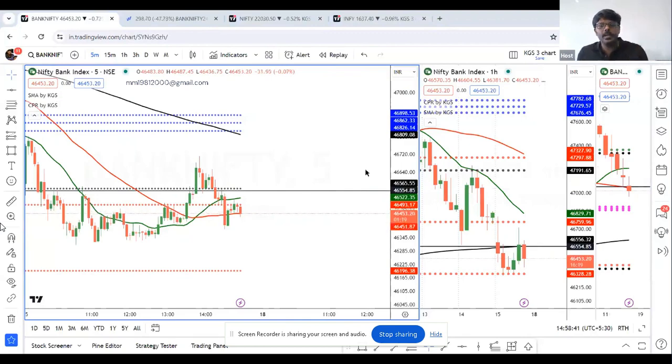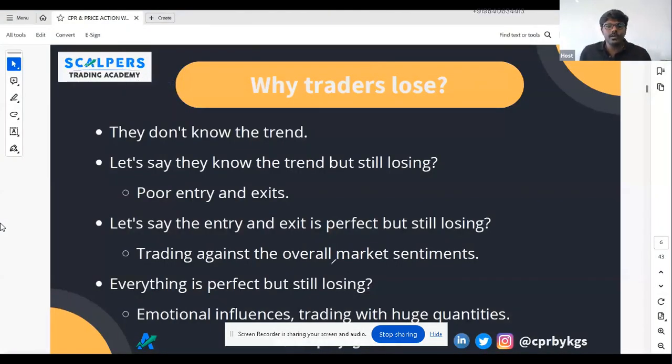Don't trade against the overall market situation. Whenever you are trying to trade against the overall market sentiment, you try to avoid that or trade with less quantities as possible. Now everything is perfect. Now let's say you are doing everything perfectly. You know the trend, your entry and exit is perfect. Now let's say you are not trading against the market sentiments. Now let's say you are focusing only on high probable trades, but still you are losing money because of emotional influence.